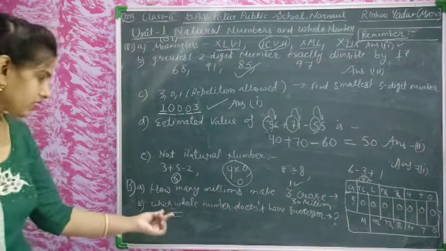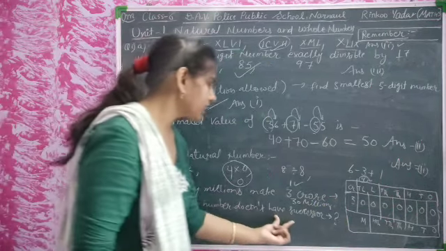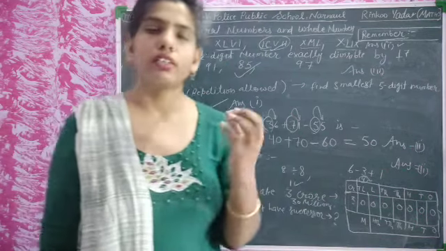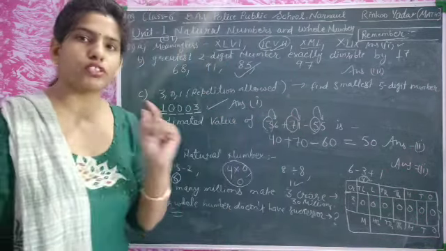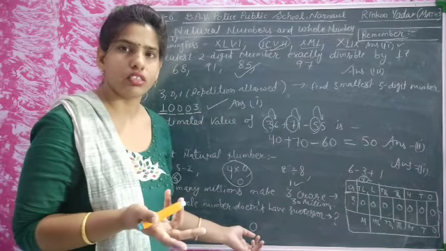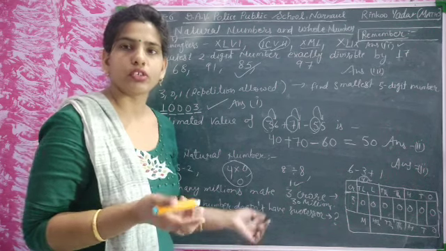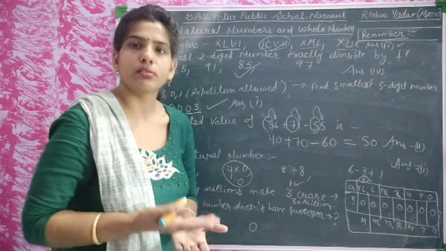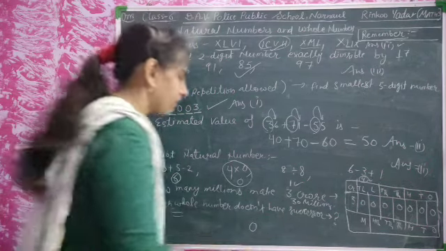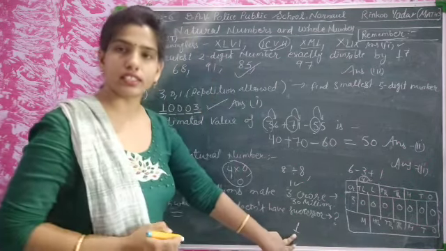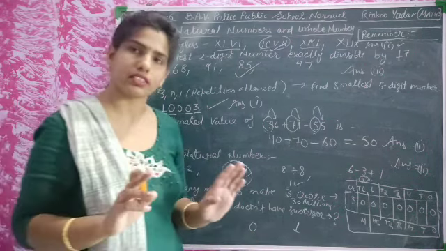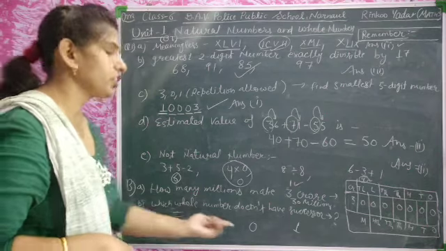Is it clear, students? Now, which whole number doesn't have a successor? Which whole number? Now we are checking here. First whole number 0. Is it the successor of any number? No, because there are no whole numbers before 0. So this is only the number, but 1, whose successor is this? 0. But 0 doesn't have any successor. So its answer is 0 here.